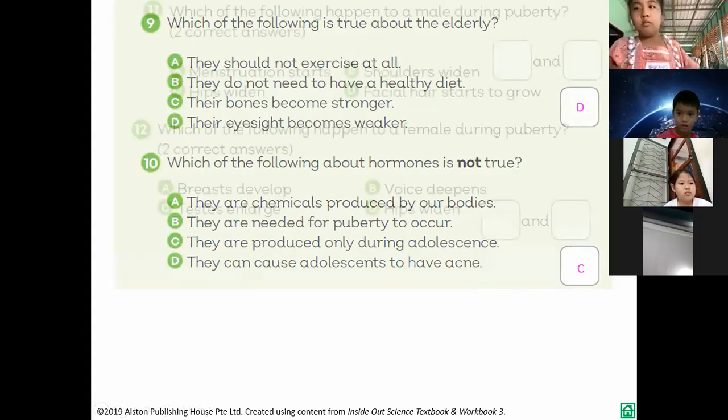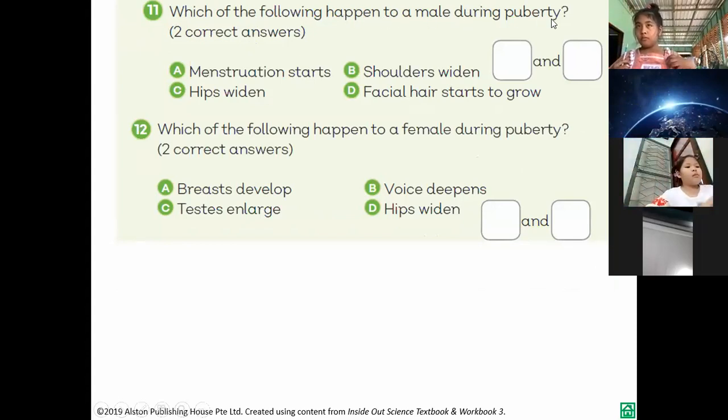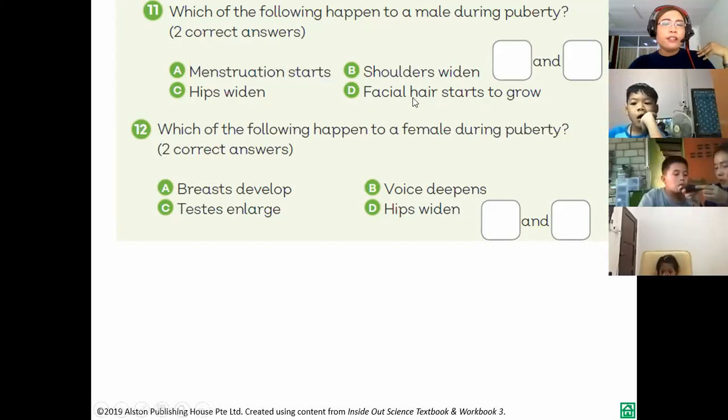All right, now let's proceed to number 11. So I'm gonna read number 11, okay? Which of the following happened to a male during puberty? So we need two answers, okay? Again, which of the following happened to a male during puberty? Letter A, menstruation starts. Letter B, shoulders widen. Letter C, hips widen. Or letter D, facial hair starts to grow. So we need two answers.